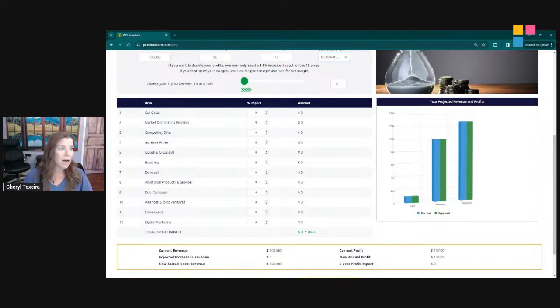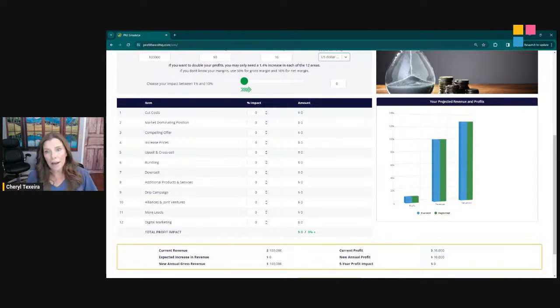We look at cutting costs. We look at whether or not you have a good position in the marketplace for your niche, if you have a compelling offer, if you need to increase prices. We look at upsells and cross sells and bundling and downsells and additional profits and services, drip campaigns, alliances and joint ventures, more leads, and digital marketing.